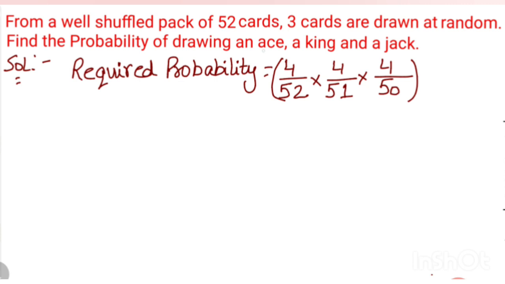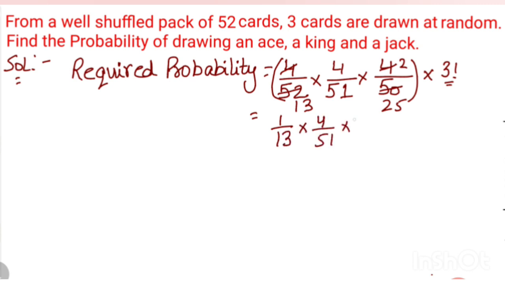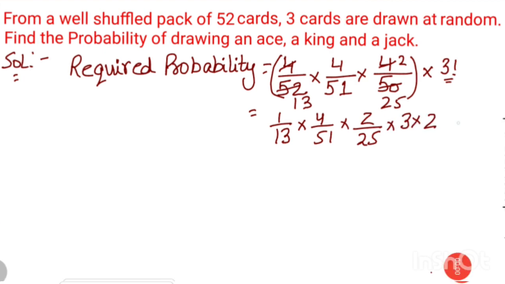So these three can occur in 3 factorial ways, that is, in total 6 ways. So the answer will be, this cancels out by 13, by 2, 25. So 1 by 13, 4 by 51, 2 by 25, then multiplied by 3 into 2 into 1. So the answer will be 16 divided by 5525.